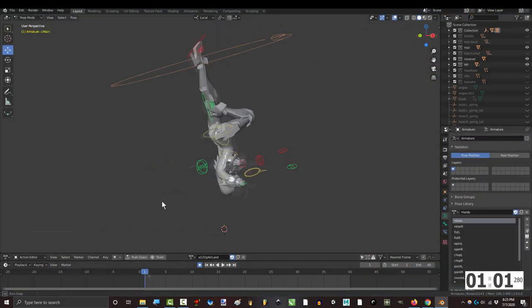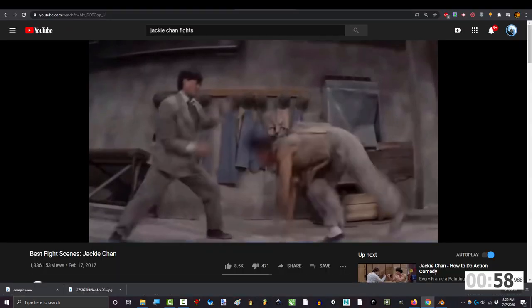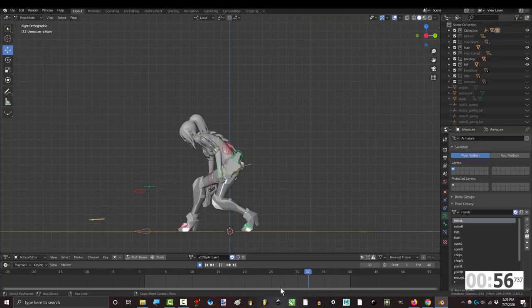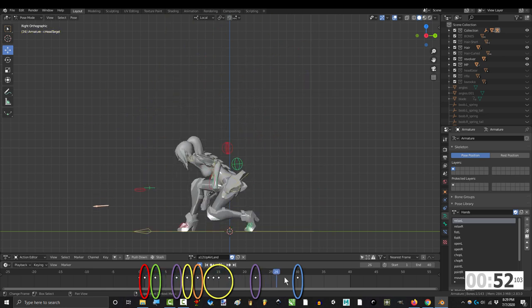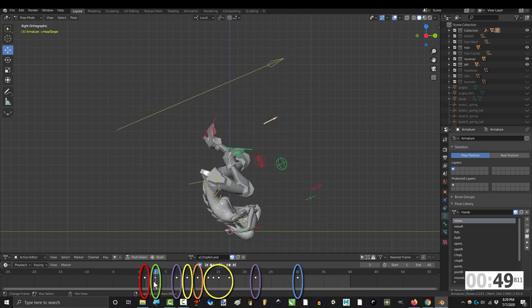Take this up air landing animation for example. I wanted her to land on the ground and bounce up Jackie Chan style. And if you take a look at all the keyframes, you can see that it doesn't exactly follow the traditional windup, key, and cooldown frame rules that you're familiar with.